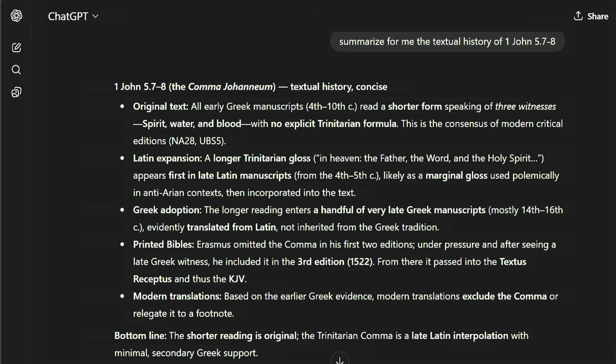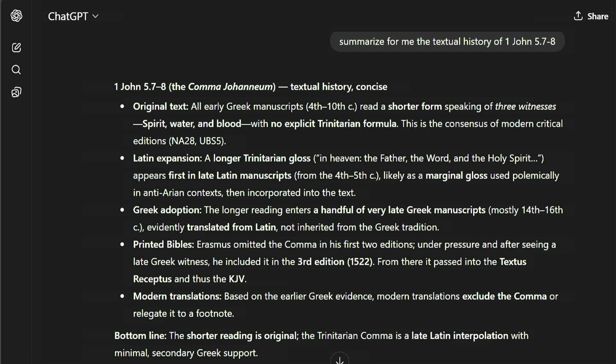That's exactly what I did. I asked ChatGPT, I said, summarize for me the textual history of 1 John 5:7-8. This is what the AI spit out. 1 John 5:7-8, the Comma Johanneum, textual history, concise. Original text. All early Greek manuscripts, 4th to the 10th century, read a shorter form, speaking of 3 witnesses, spirit, water, and blood, with no explicit Trinitarian formula. This is the consensus of modern critical editions.